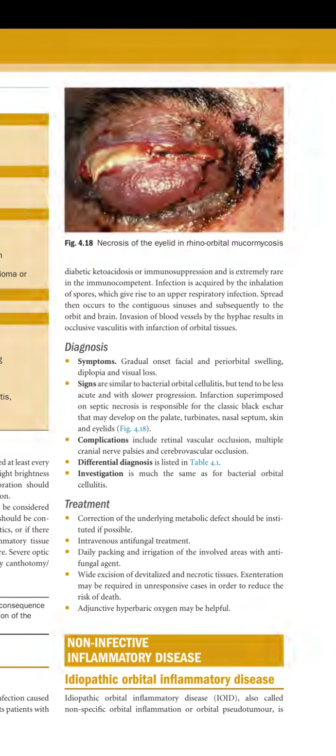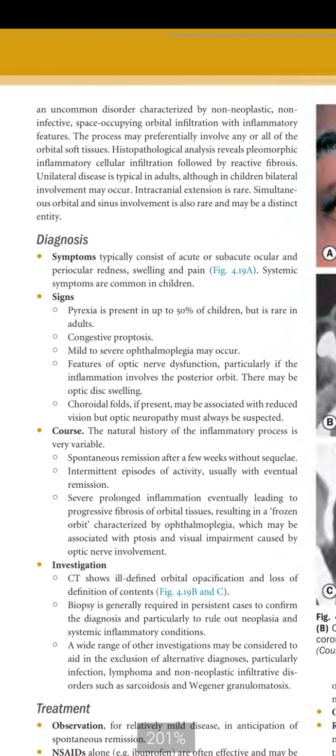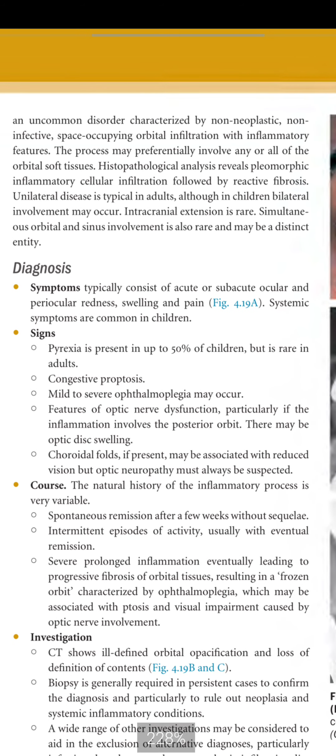So idiopathic orbital inflammatory disease, IOID, also called non-specific orbital inflammation or orbital pseudotumor, is an uncommon disorder characterized by non-neoplastic, non-infective, space-occupying orbital infiltration with inflammatory features. So there will be inflammation at the orbit. The process may preferentially involve any or all of the orbital soft tissue.